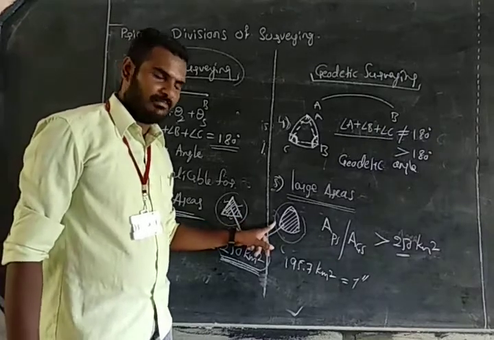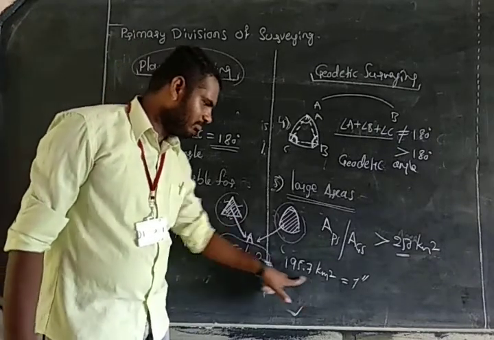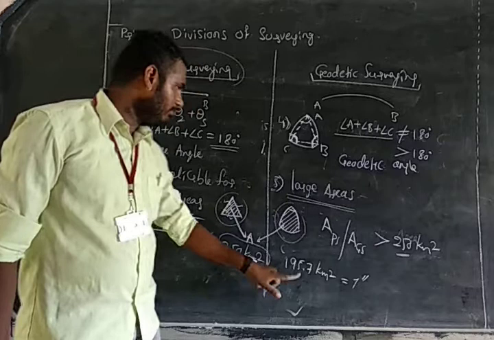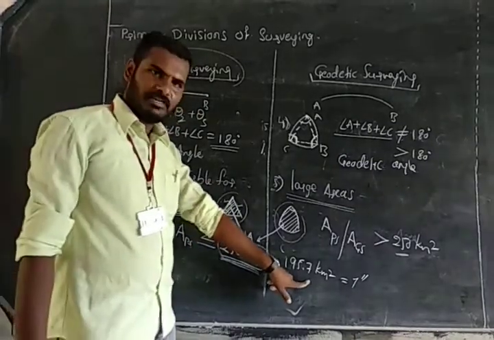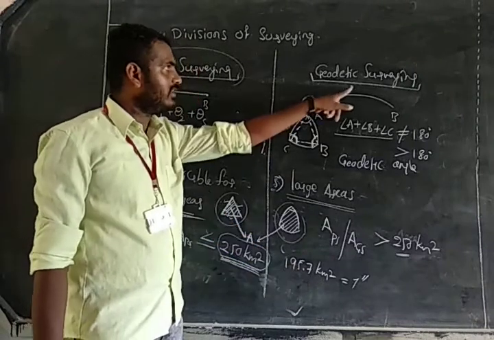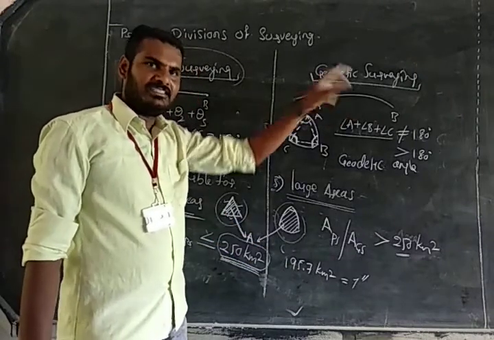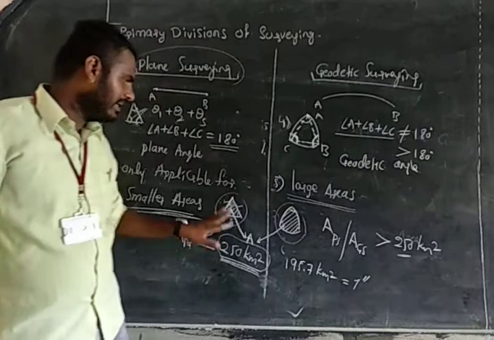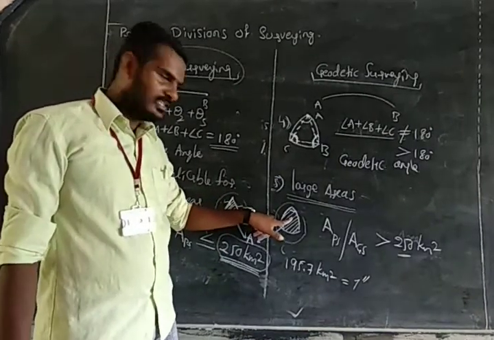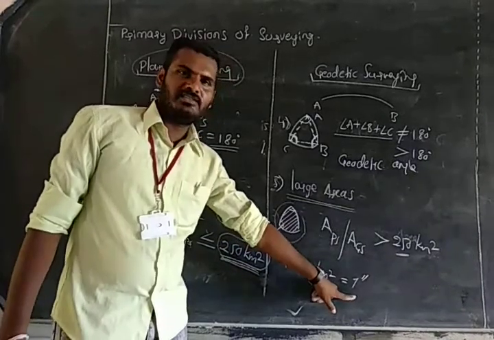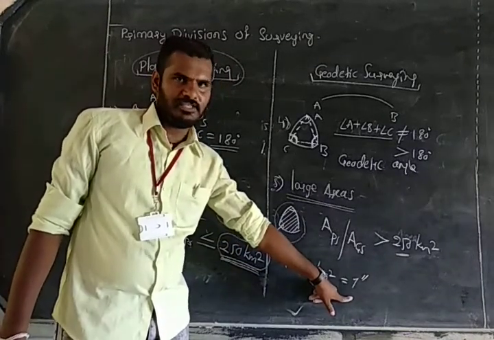So for 195.7 square kilometers of area, if we calculate this much area by considering the ground surface is straight, and calculate the same area by considering the ground surface is curved, then the difference between the included angles in the plane and in the geodetic survey is how much? 1 second. Okay, this is really very important.